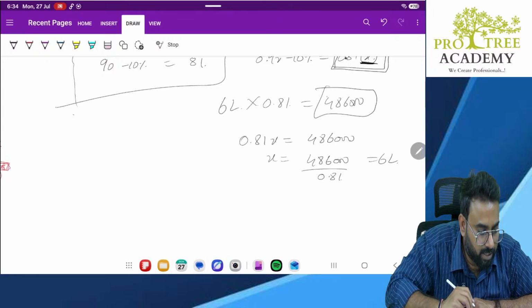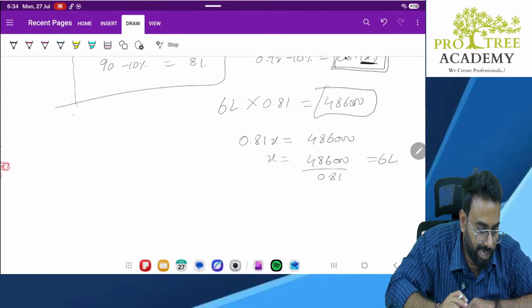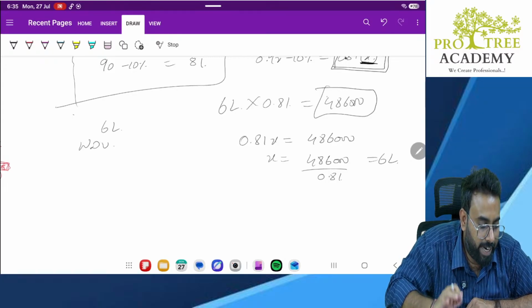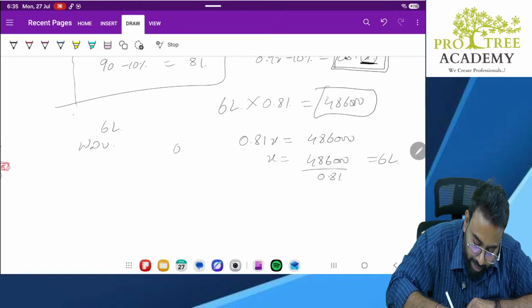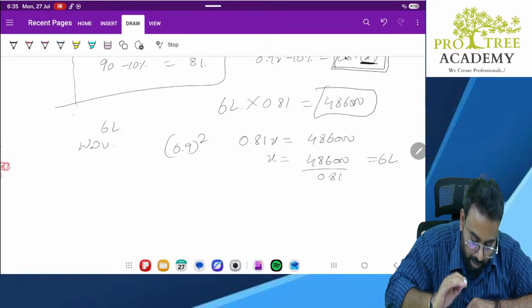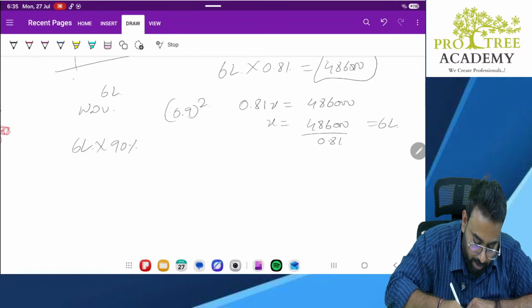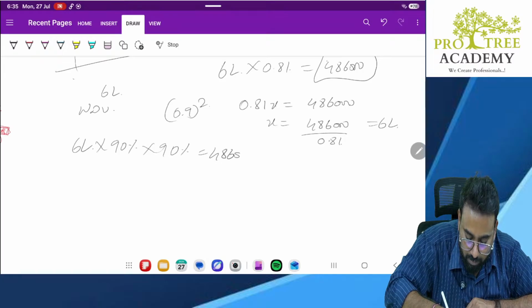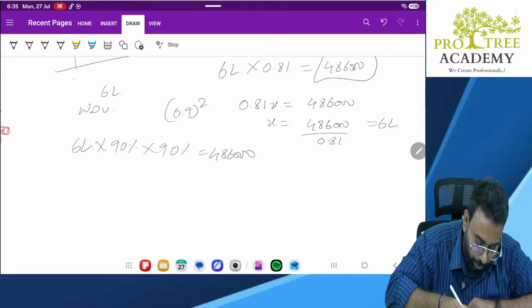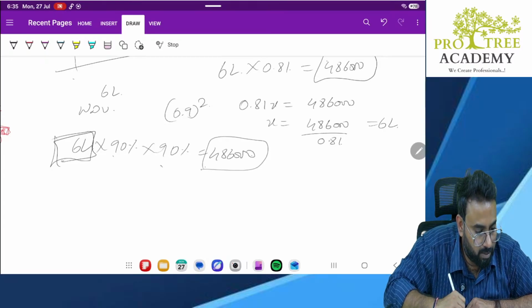If 6 lakh is the asset, then what is the WDV after the second year? How do you calculate? Take your calculator, 6 lakh into 90% into 90%. That is nothing but 0.9 raised to 2. In your calculator, for a simpler and easier way, 6 lakh into 90% into 90% will give you 4,86,000. Now we didn't know this, now we have the answer, so that is why we did 6 lakh into 90% into 90%. We are getting 4,86,000. Correct?